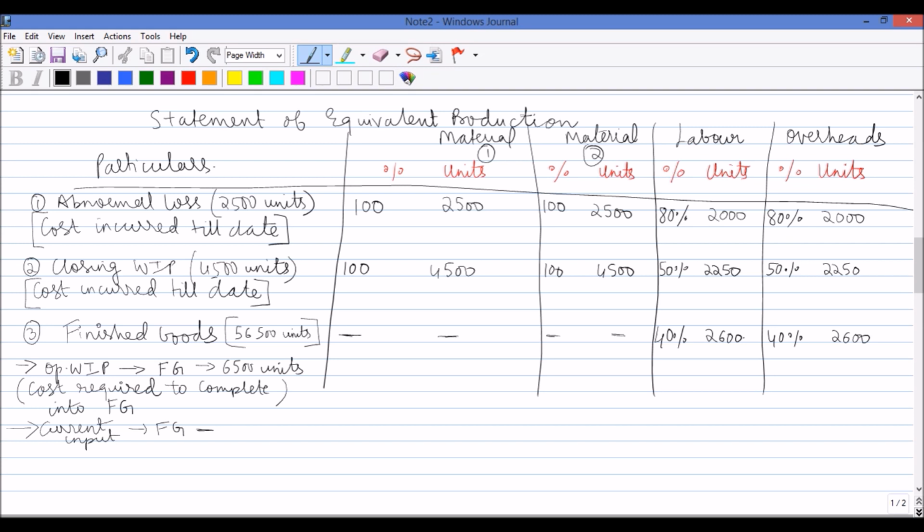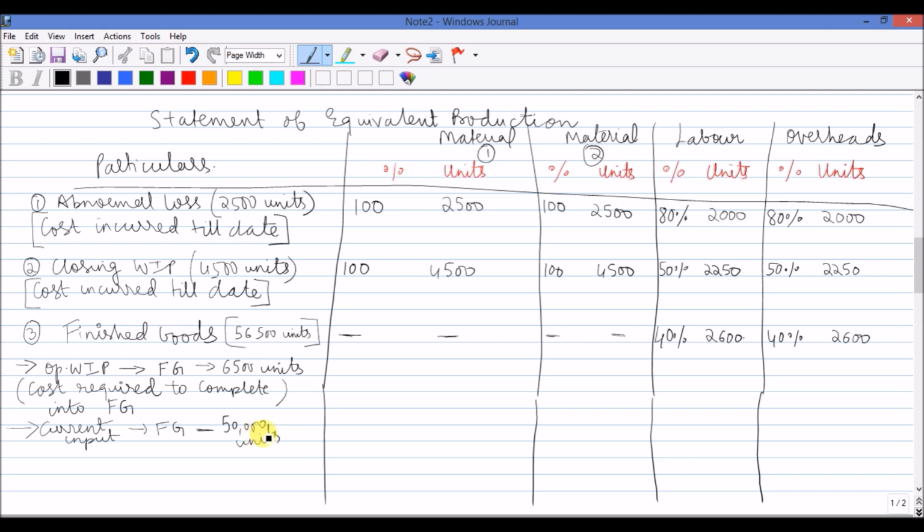56,500 minus 6,500, so 50,000 units belong to the current input. Now friends, try to understand it properly, that this entire input is converted into finished goods. It means that 100% material, labor and overheads, everything 100% has been absorbed by these units.